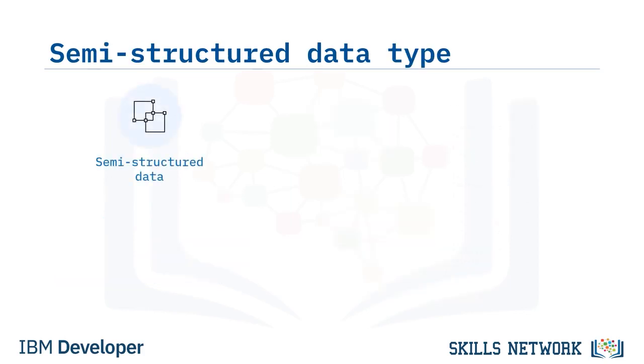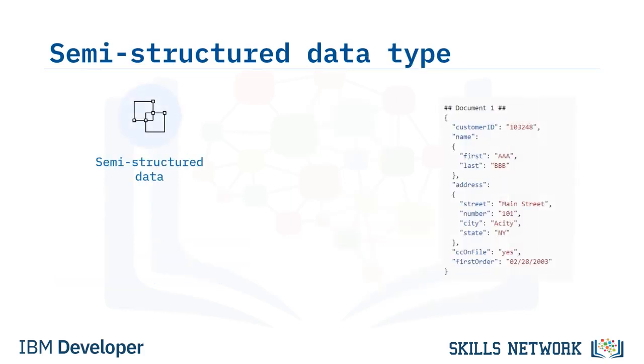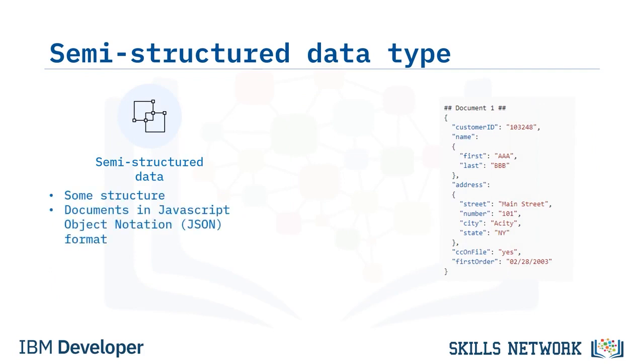Here is an example of semi-structured data. Semi-structured data has some structure to it and consists of documents held in JavaScript Object Notation or JSON format. This type of data also includes key value stores and graph databases.